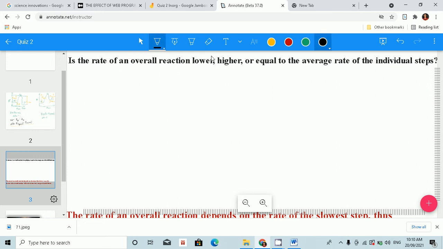So suppose we have this reaction, CO2 plus OH minus yields to HCO3 minus, and this is a slow reaction.